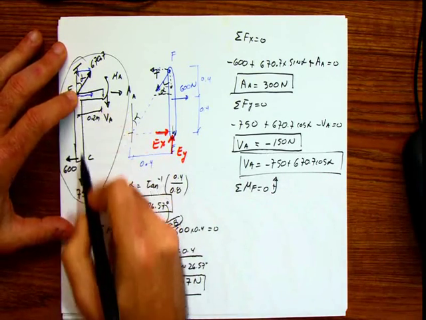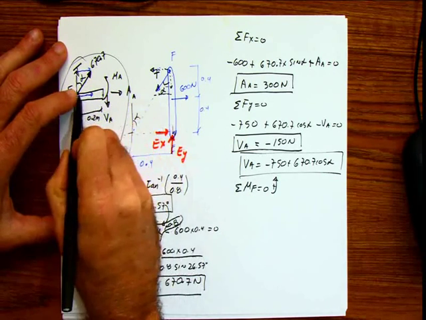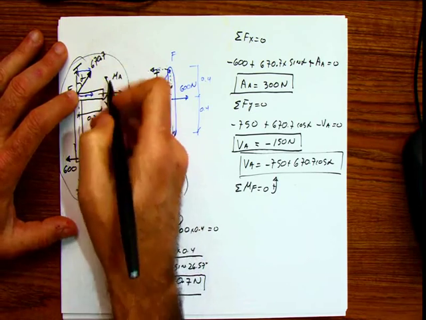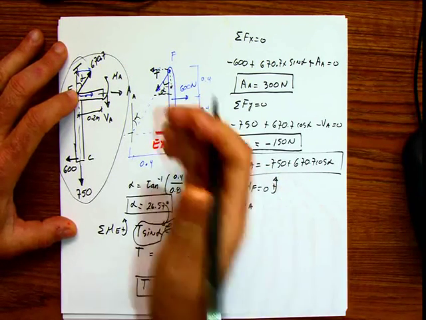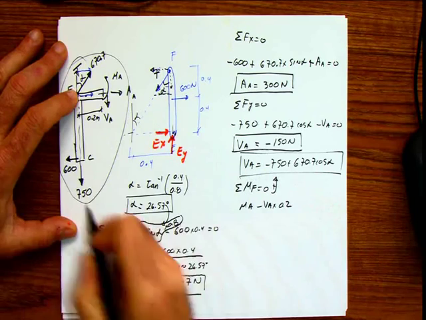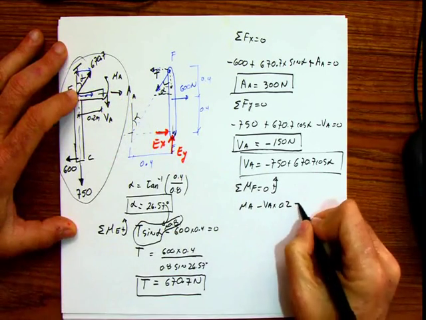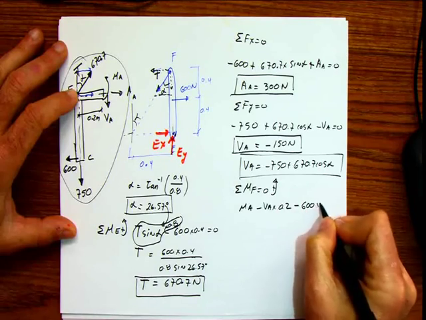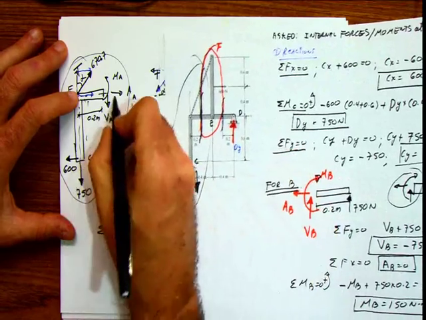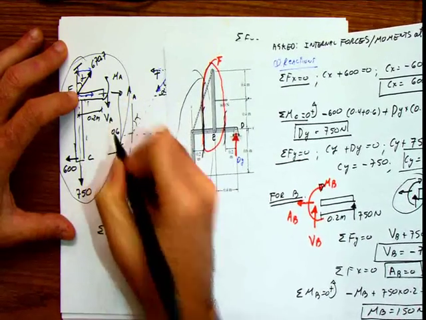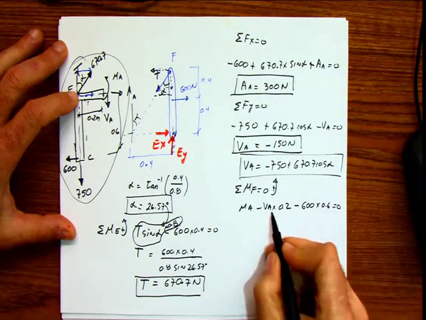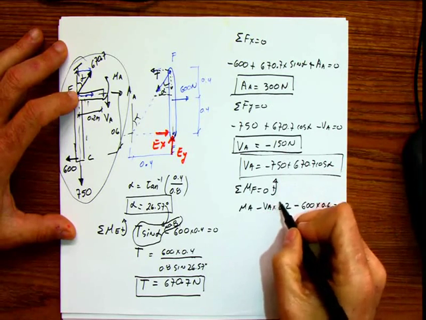Then this vertical force is not producing moment, and this horizontal one is not producing moment. So the only thing that is producing moment is, start with this, MA, which is positive because it's assuming this direction, negative VA times 0.2, and then negative also 600 times this height, and this height is 0.6. Equals 0. Remember VA we just calculated now is negative 150.